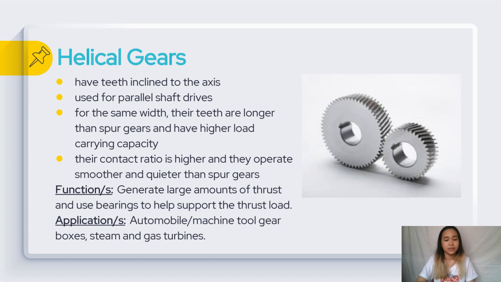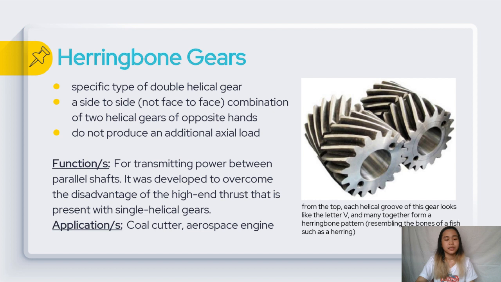Functions: generate large amounts of thrust and use bearings to help support the thrust load. Applications: automobile machine tool gearboxes, steam, and gas turbines. Herringbone gears are a specific type of double helical gear, a side-to-side, not face-to-face combination of two helical gears of opposite hands.